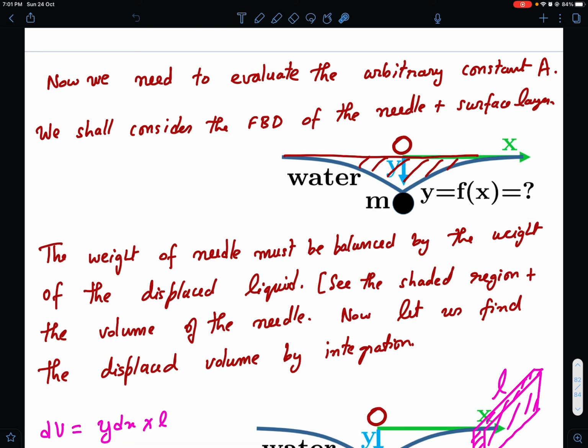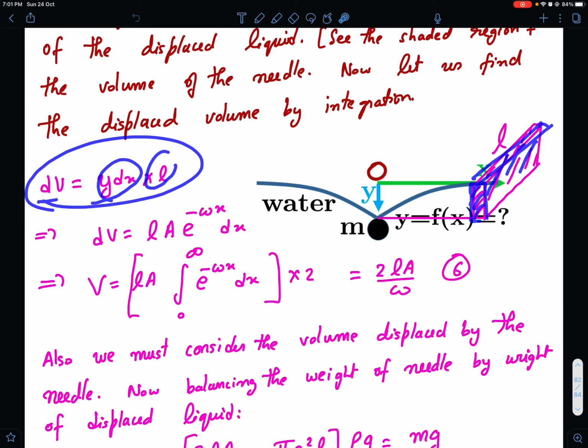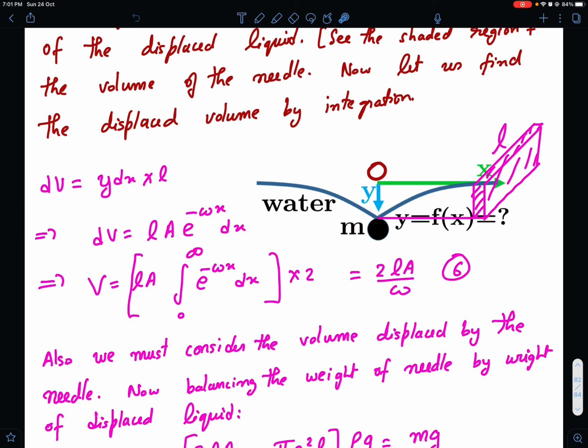Okay, now let us find the displaced volume by integration. So now I have the equation of the curve with one arbitrary constant, so you can consider at x distance a strip of thickness dx. So that's what I've done at general x. So this is some distance x and this is a strip of some thickness dx, and its vertical height is y and the inward depth is L. Okay, so let's find out the volume. So this becomes dV is y dx into L. So y into dx is this area and then the depth is L.